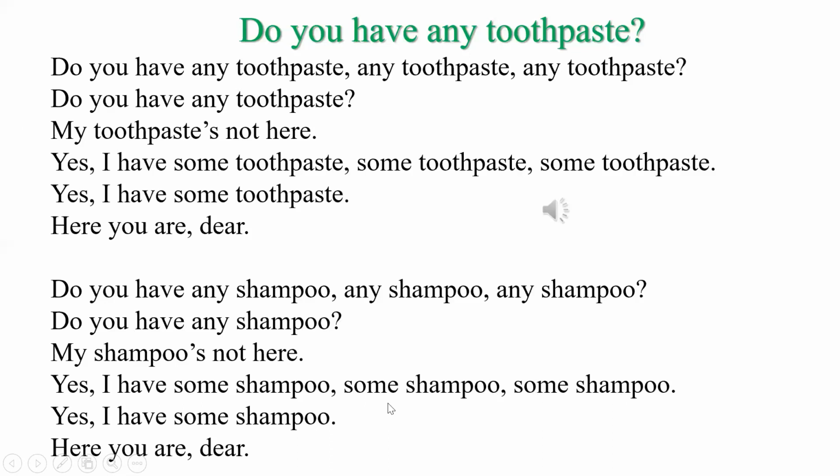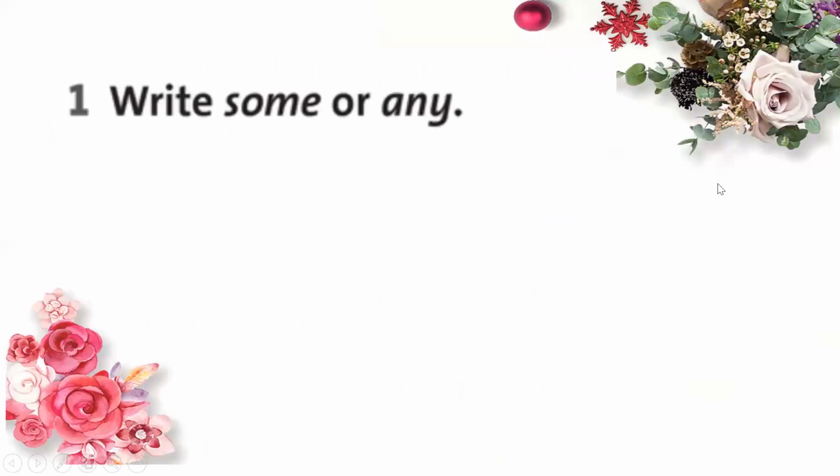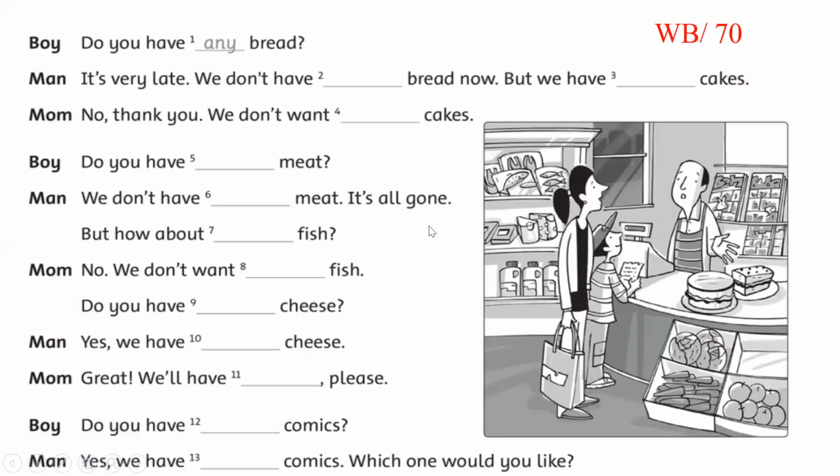Try to practice more, and I think that you can sing the English songs. Now it's time to open your student workbook, page 70. You will write down some or any. For example, do you have bread? So this is a question, so you use any. Understand? Now you can do it by yourself. You have two minutes to finish this one. And then we will correct together.